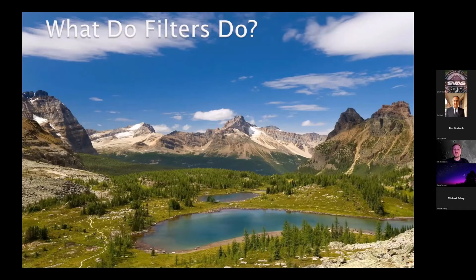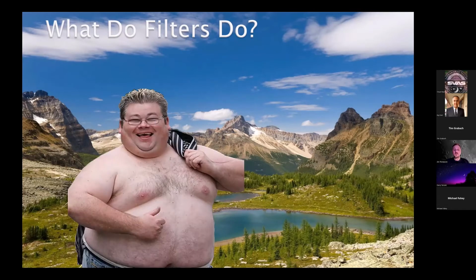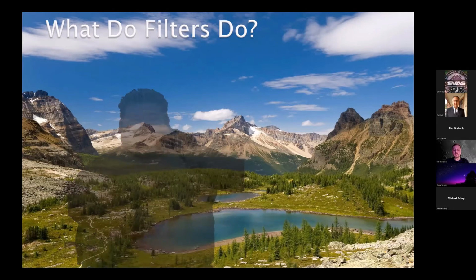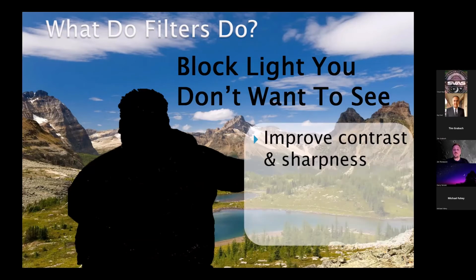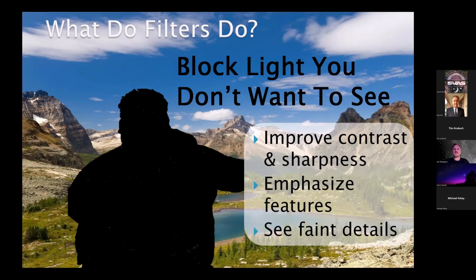Here we see a lovely image of a mountain valley, rich in detail and contrast. Unfortunately, more often than not, something gets in the way of us capturing the view that we want. This is where a filter comes in. Their purpose is to block light we don't want to see. By doing this, we can improve the contrast and sharpness of our view, emphasize specific features in the scene, or help enhance faint details.